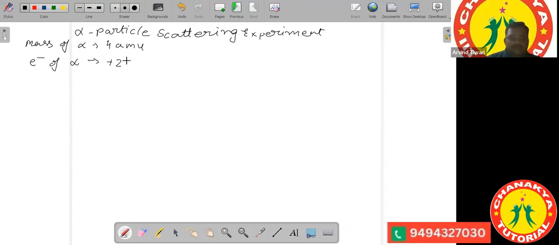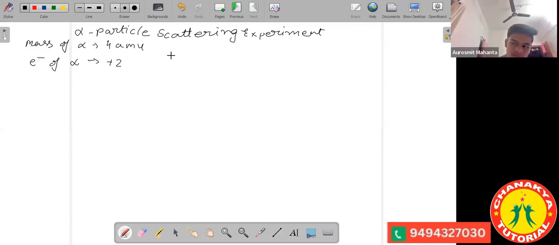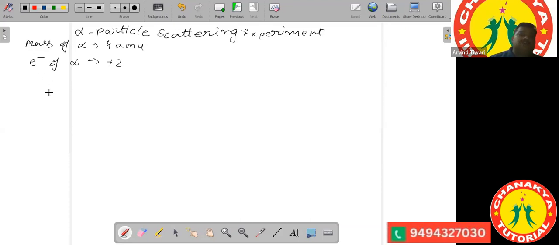Then which substance was used for scattering? Gold foil. Gold foil, very good. So there he used the gold foil for scattering. And what substance was used as a screen?